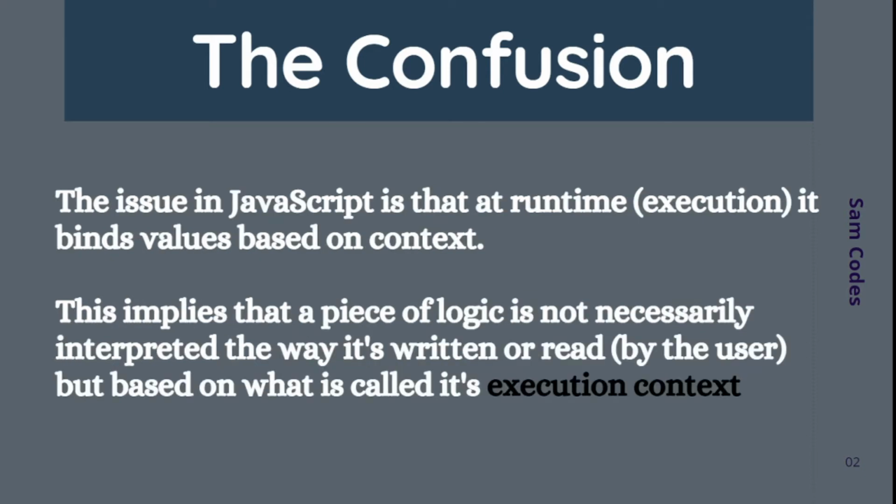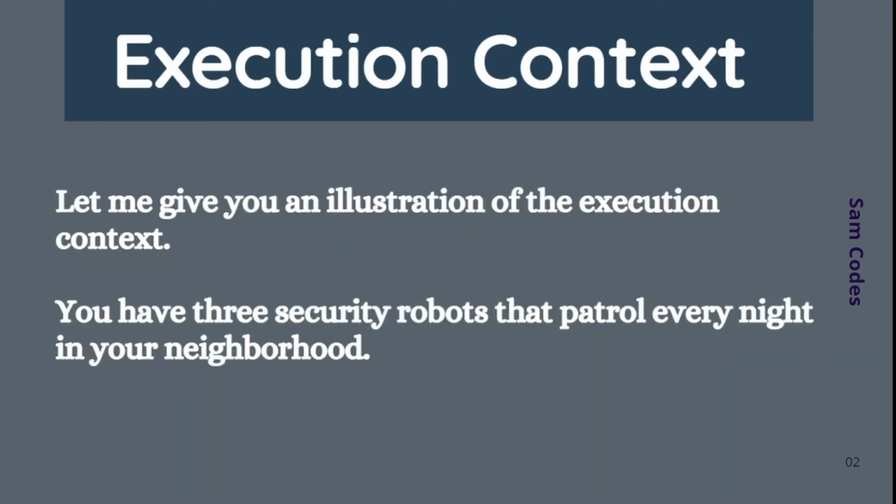The issue in JavaScript is that at runtime or execution, it binds value based on context. Now, this implies that a piece of logic is not necessarily interpreted in the way it is written or read by the user, but based on what is called its execution context. Let me give you an illustration of execution context.